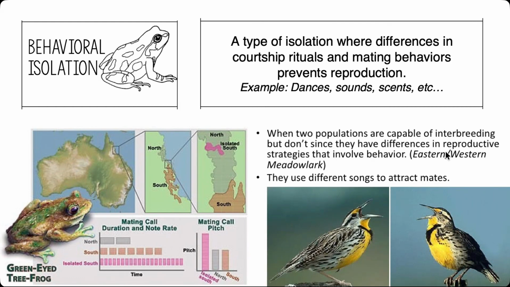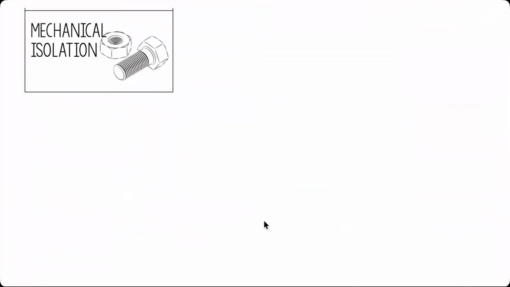Again, the eastern and western meadowlark, they use completely different songs to attract mates. So behaviorally, they're unable to reproduce with one another.